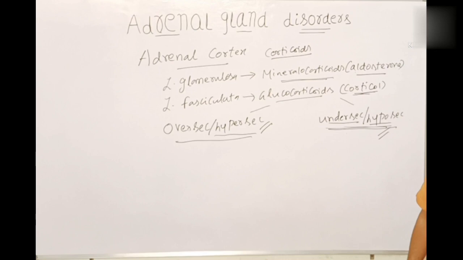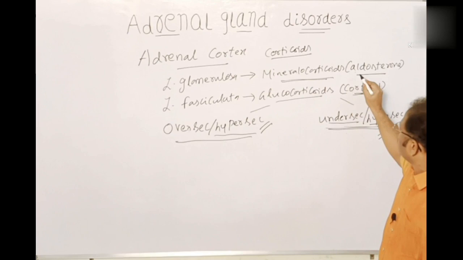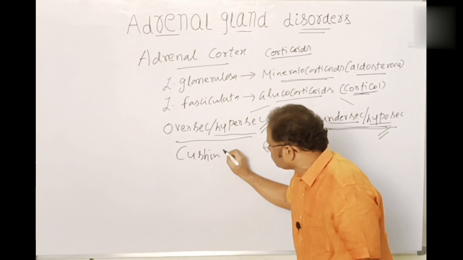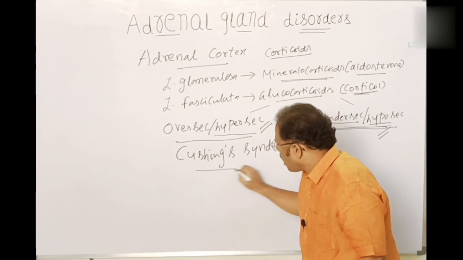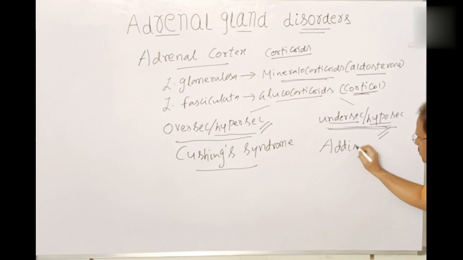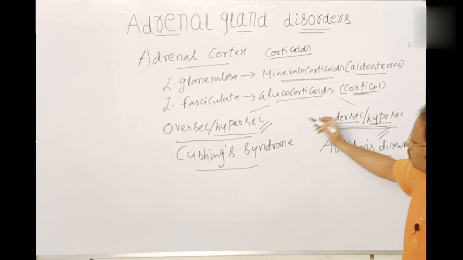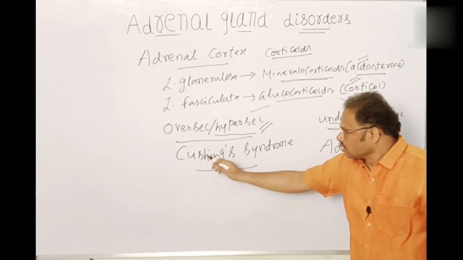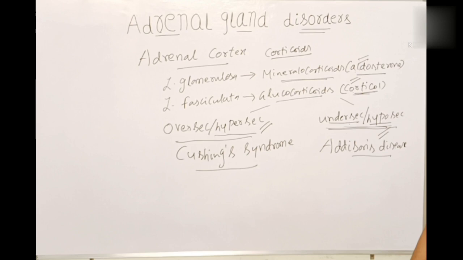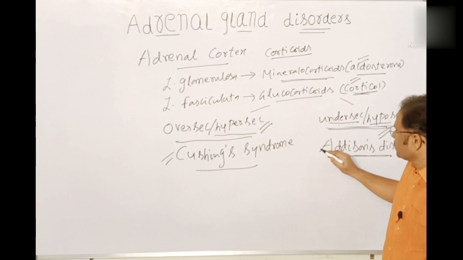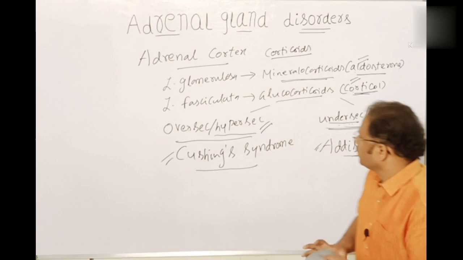The over secretion of the hormones cortisol and aldosterone causes a disease called Cushing syndrome. And under secretion or hyposecretion causes the disease called Addison's disease. So over secretion of aldosterone and cortisol causes Cushing's disease, and under secretion, lesser than the normal quantities, causes Addison's disease. So let's discuss first Cushing's disease or syndrome, then we'll be discussing Addison's disease. Okay, students.